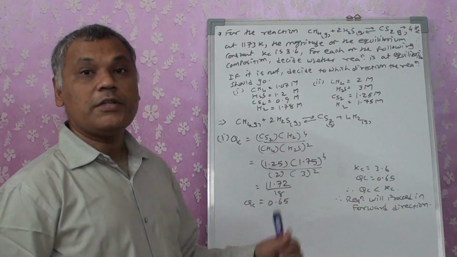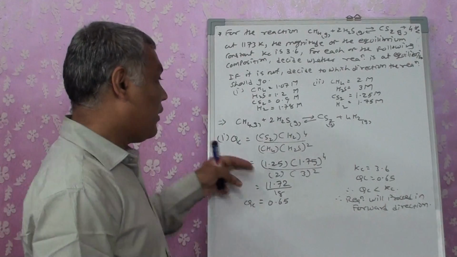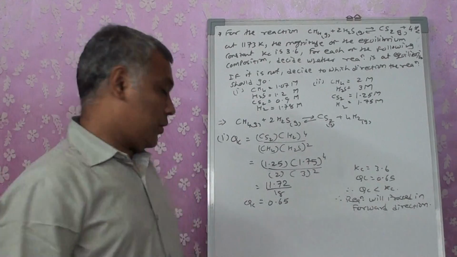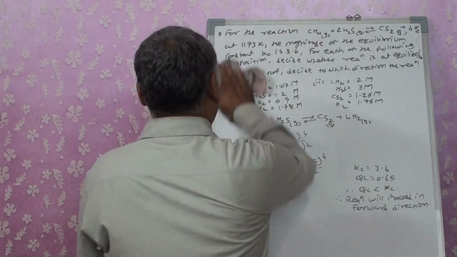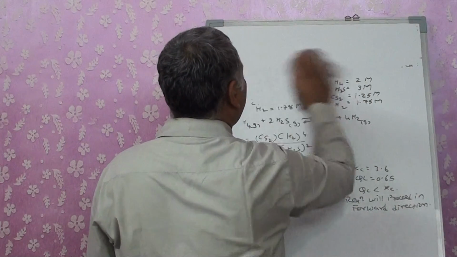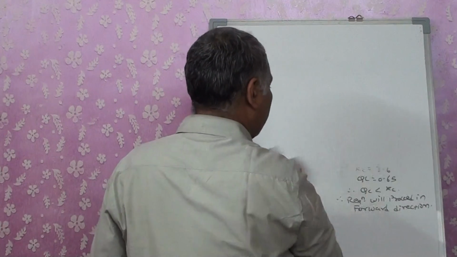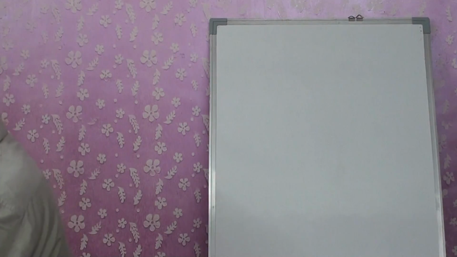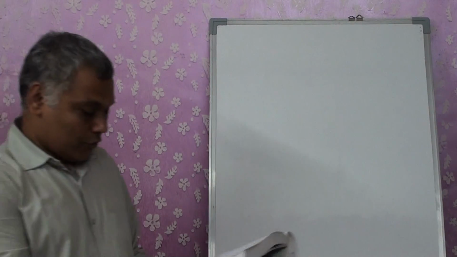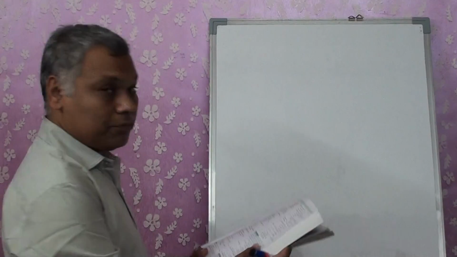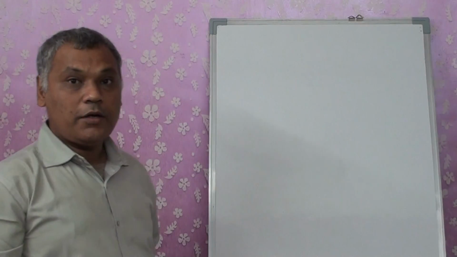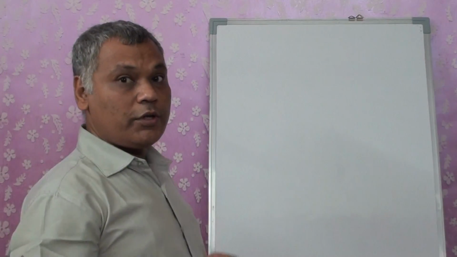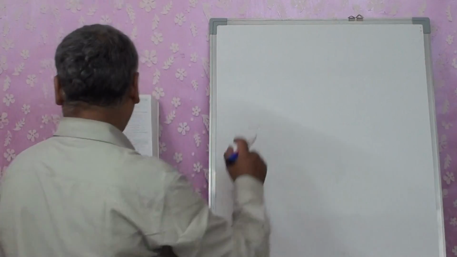This is what the numericals will be like, where we will have to find out Qc and Kc, and then decide the direction, right? Okay, let's do another numerical which is different from what we did till now. This time it's a somewhat typical sum, right? Make sure that you observe it, make the calculations, and note it in the book very carefully.